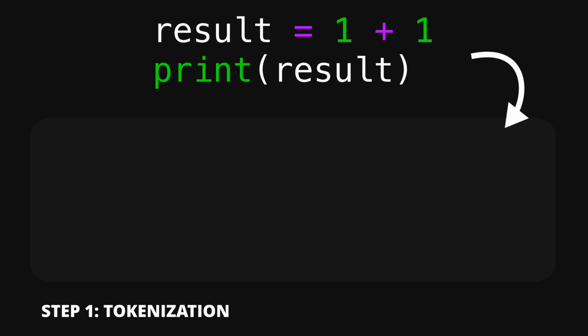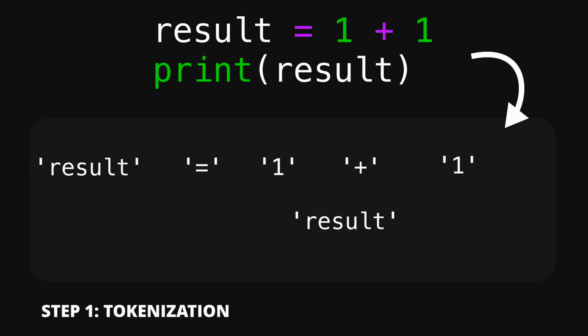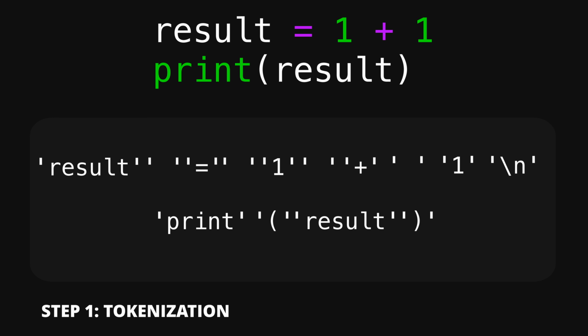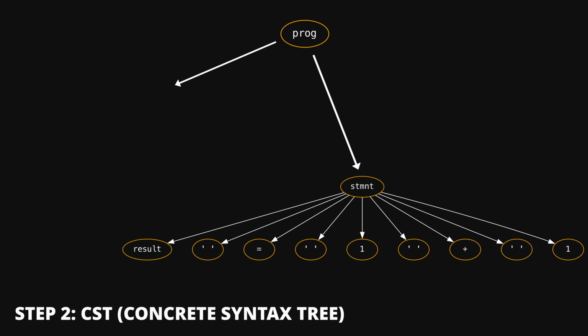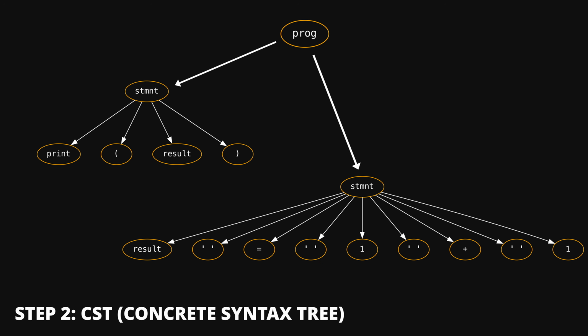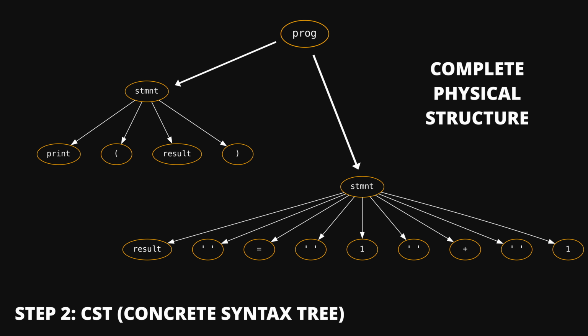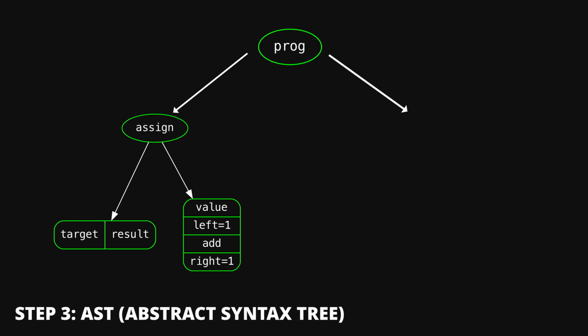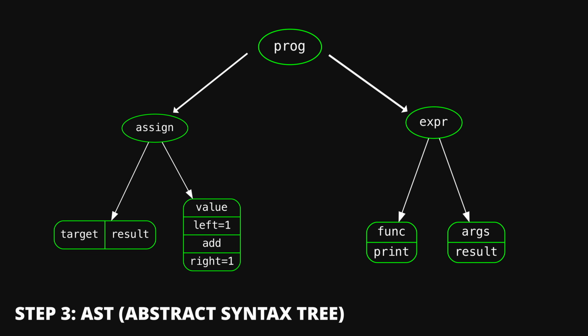These include entities such as variable names, numbers, operators, and even whitespace. These tokens are organized into what's known as a CST, or concrete syntax tree, that captures the complete physical structure of the source code. The interpreter then strips away formatting and redundant information to build an AST, or abstract syntax tree, that keeps just the logical structure of the program.